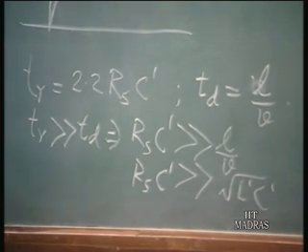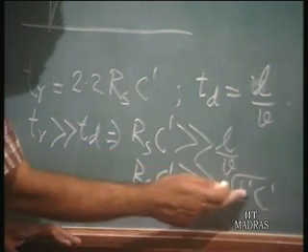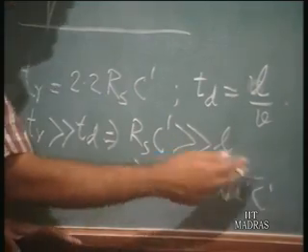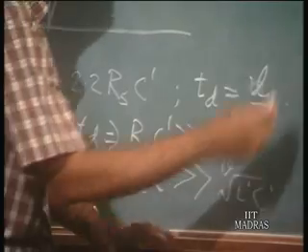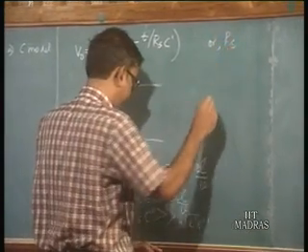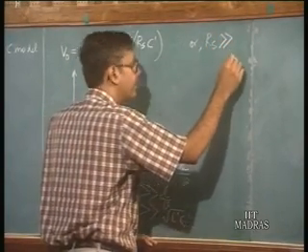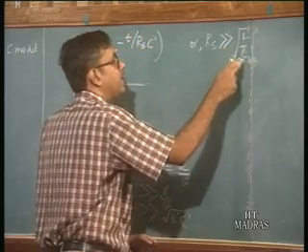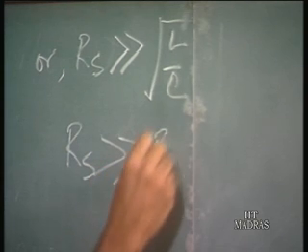Okay, and now L prime and C prime: L prime is L into the length of the line, and C prime is the length of the line into C. So we can write this as Rs is very much greater than root of L by C, and root of L by C we know is equal to R naught. So Rs is very much greater than R naught.